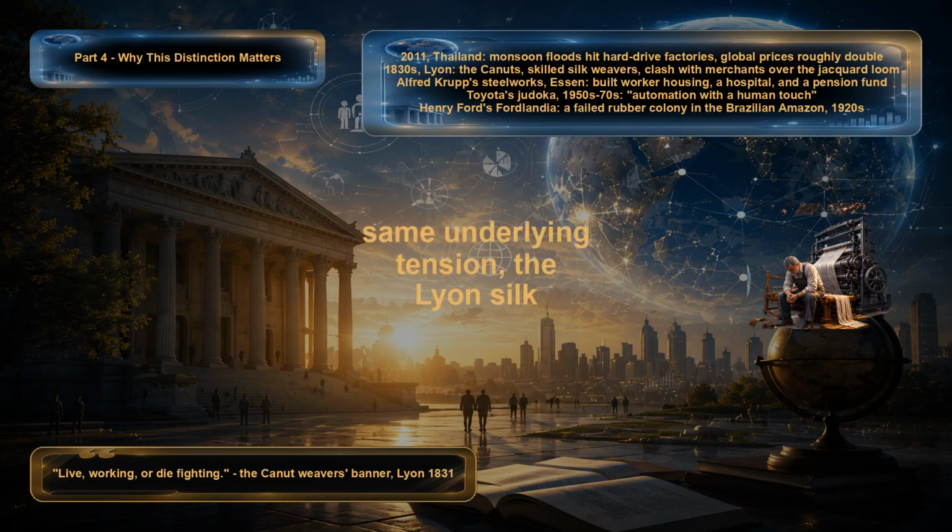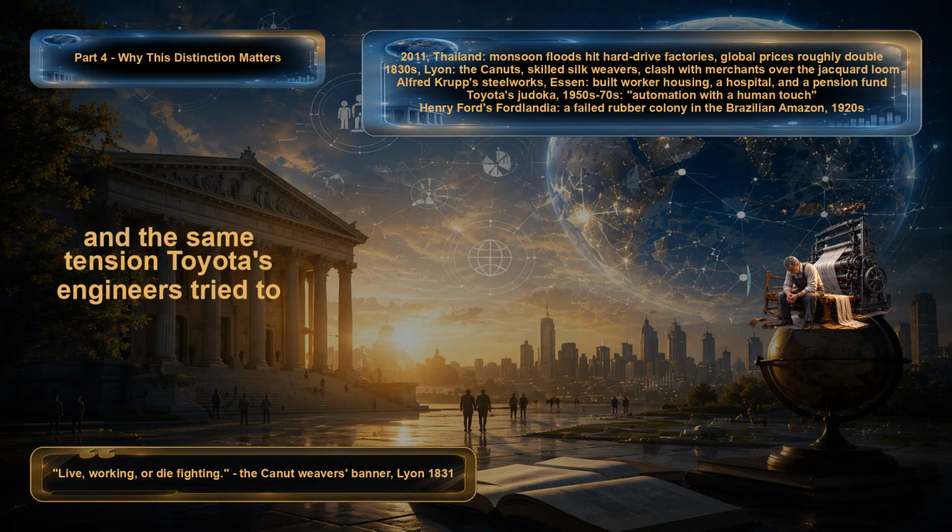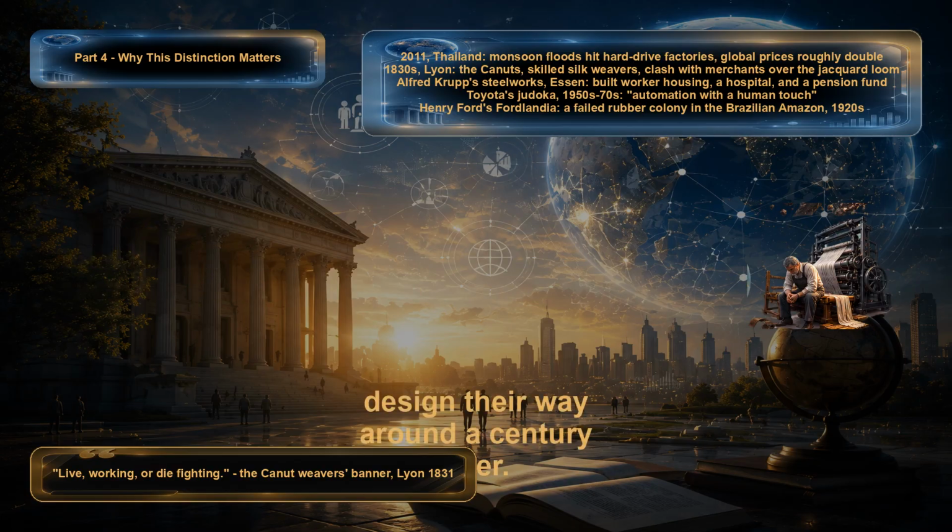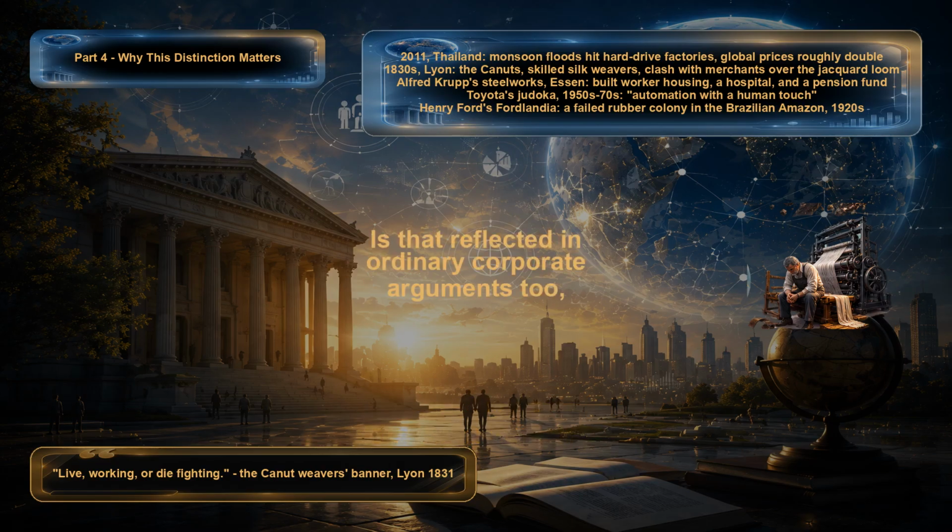The same underlying tension the Lyon silk merchants and their weavers fought over in the streets, and the same tension Toyota's engineers tried to design their way around a century later. Is that reflected in ordinary corporate arguments too, not just historical revolts or big automation headlines?